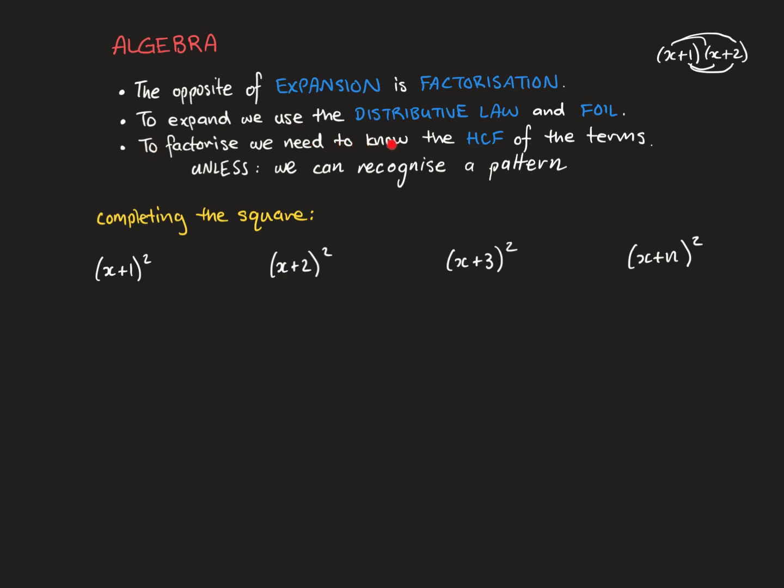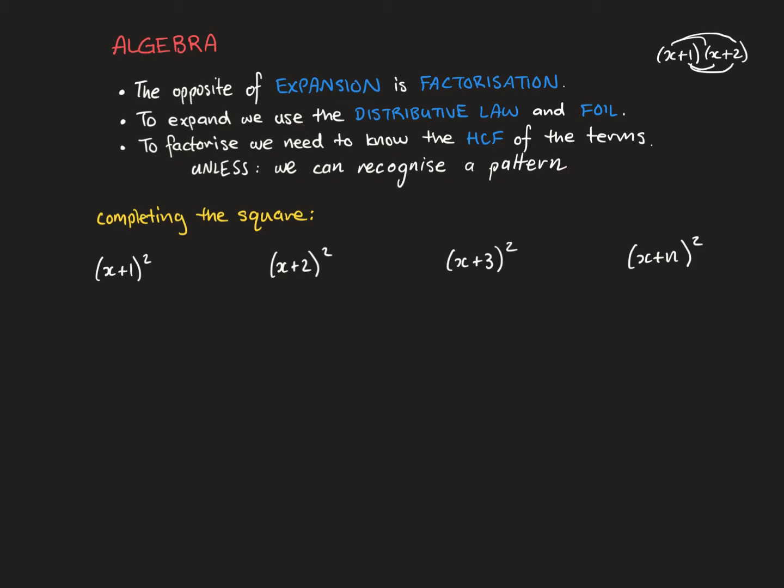Lastly, to factorize, we need to know the highest common factor of the terms. So for expanding, we need to know the distributive law and FOIL, but to factorize, we need to know the highest common factor of the terms that are there. That is, unless we can recognize some sort of pattern. And I'm going to teach you today two patterns that mathematicians have recognized.